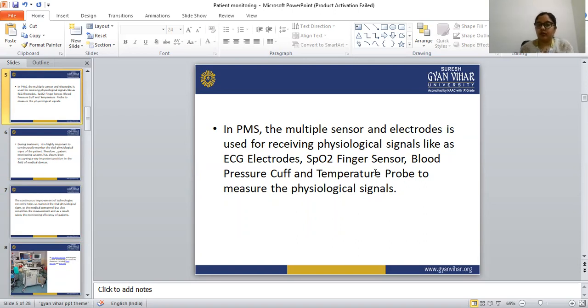How can we monitor all the physiological signals? We have to take them with the help of multiple sensors and electrodes. There are multiple sensors and electrodes that are used to receive the physiological signals. These multiple sensors and electrodes are attached to our body to receive physiological signals like ECG and SpO2, which means oxygen saturation level. So this is possible with the help of the electrodes and the multiple sensors.